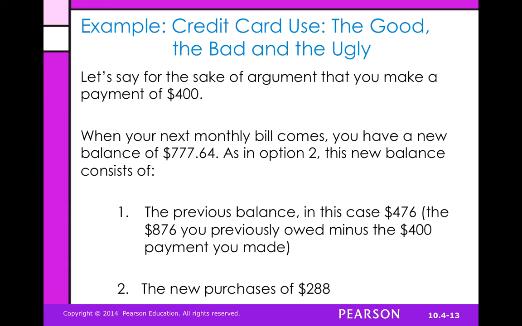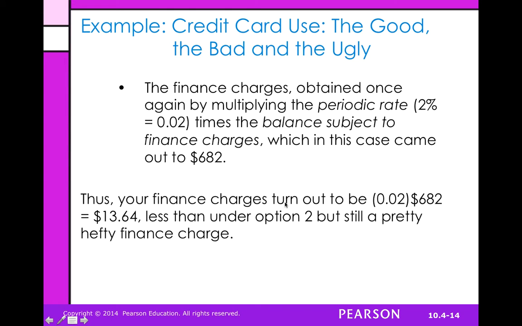So as in the previous option, this new balance consists of three things. Your previous balance, which in this case is 476, because remember you originally owed 876 and you didn't pay it off. You only paid 400 of it. So you knocked your balance down to 476. And again, you purchased $288 worth of new stuff. And the interest, which is obtained by multiplying the periodic rate times the balance subject to finance charge.